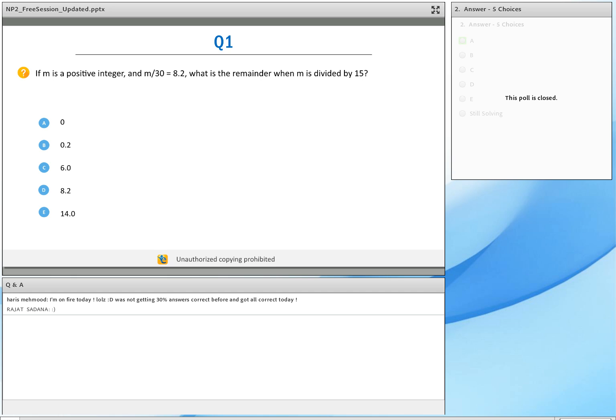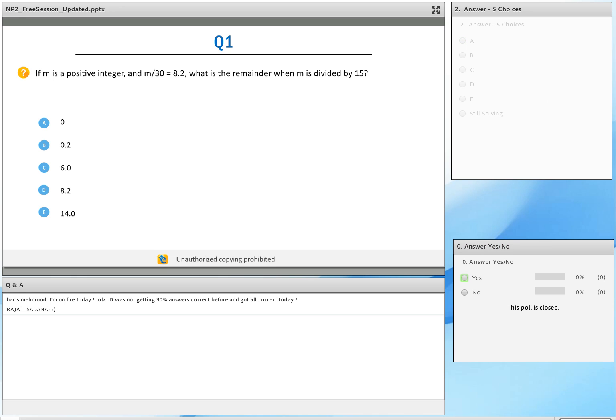Now, before I broadcast the results, how many of you did the math over here in this question where you said, hey, let me actually just multiply 30 times 8.2 and then divide it by 15? How many of you did the math? Actually did the multiplication?